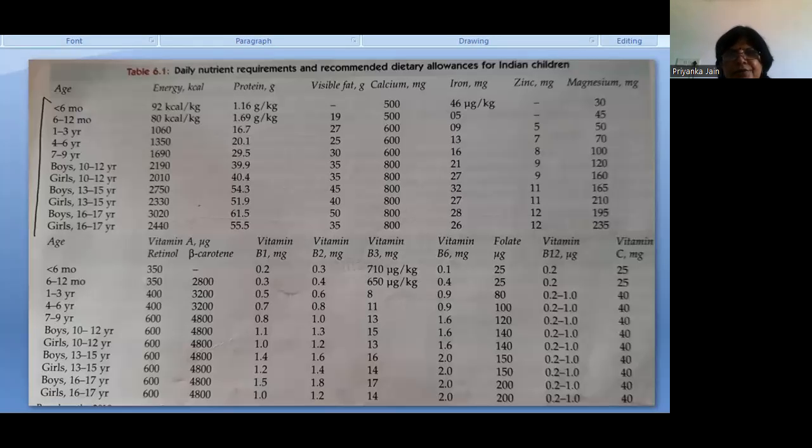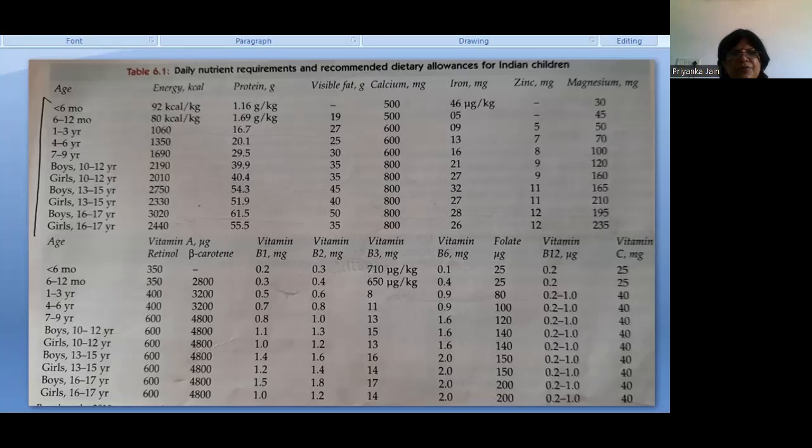Now, the daily nutritional requirement, recommended dietary allowance for Indian children. It's different in different age groups. Like less than 6 months: energy 92 kilocalorie per kg, protein 1.16 gram per kg, calcium 500 mg, iron 46 microgram per kg. 6 to 12 months: energy 80 kilocalorie per kg, protein 1.69 gram per kg, visible fat 19 gram, calcium 500, iron 5 mg, zinc 5.